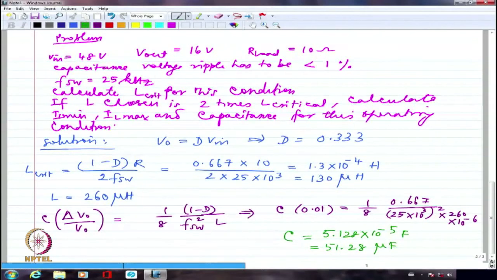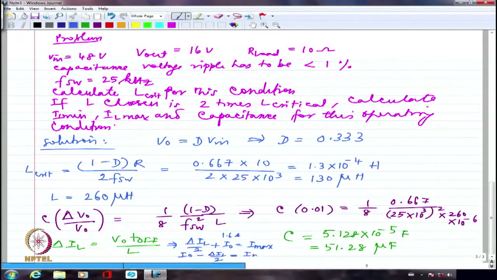Right? So delta IL can be calculated as, what did we say? L di by dt. So V naught multiplied by T off divided by L. L value we have chosen, V naught we know, T off we know, because 0.667 multiplied by 1 by 25 into 10 power 3. So once we have delta IL, we can always write delta IL divided by 2 plus I naught average, which is 1.6 ampere, equal to I max, and I naught minus delta IL divided by 2 equal to I minimum. I cannot have I minimum less than 0.